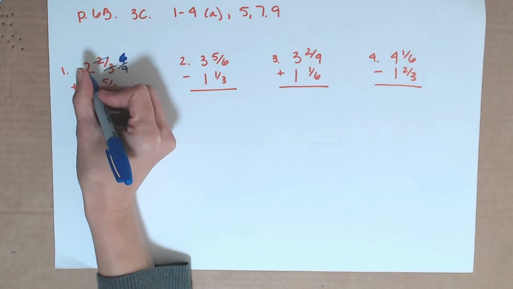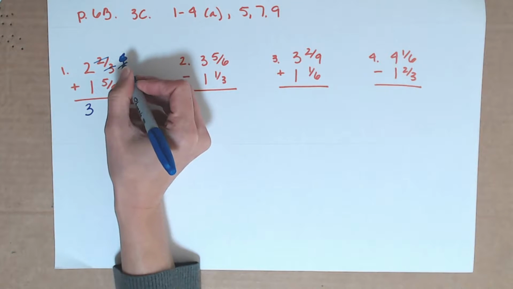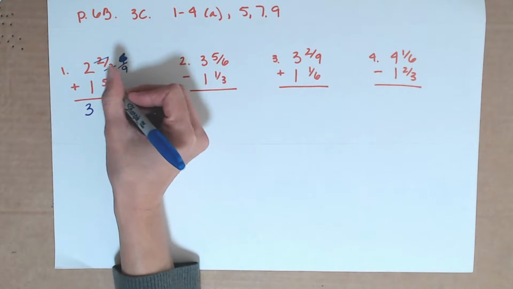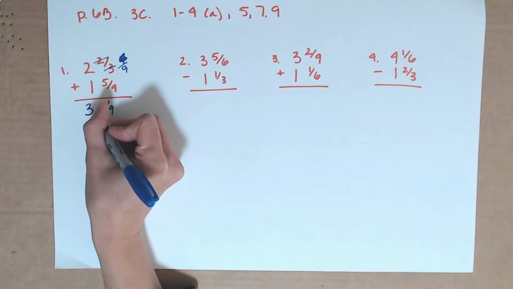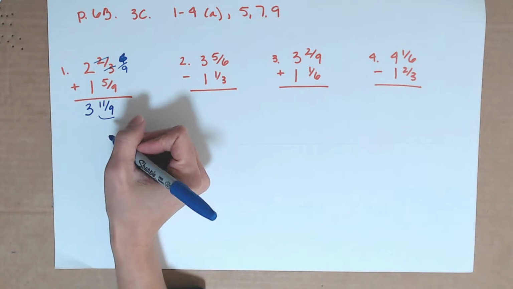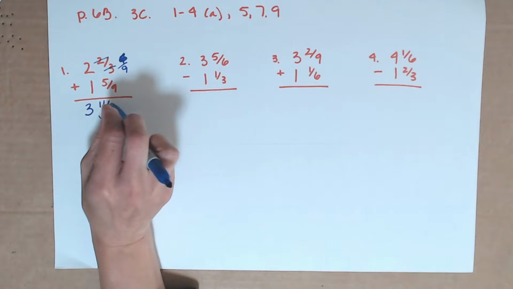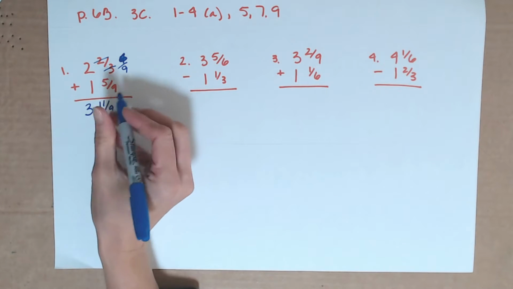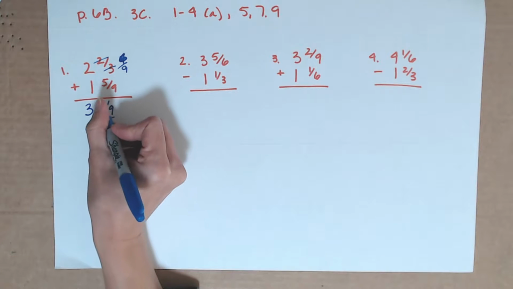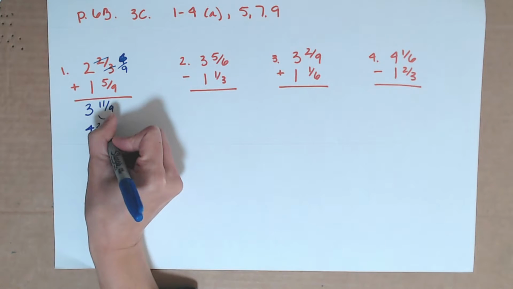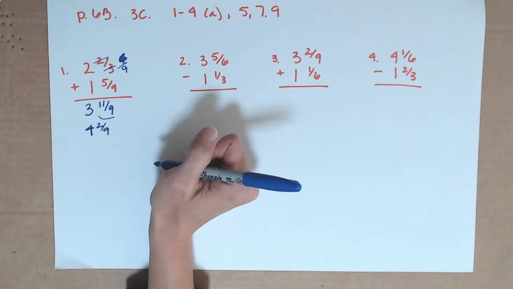We first add our whole number components. 2 plus 1 is 3. Then we add our fractional components. 6/9 plus 5/9 is 11/9. Now we see that this part is an improper fraction, so we want to pull out or extract the whole number from that. 9/9 would make a whole. So we pull that out, we have another whole, we can add it to the 3 and we get 4, and then we're left with 2 extra ninths, because 11 minus 9 is 2. So the answer is 4 2/9.